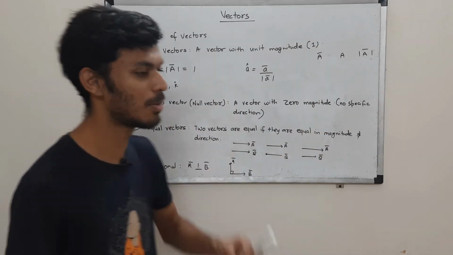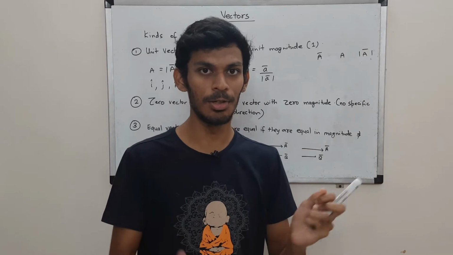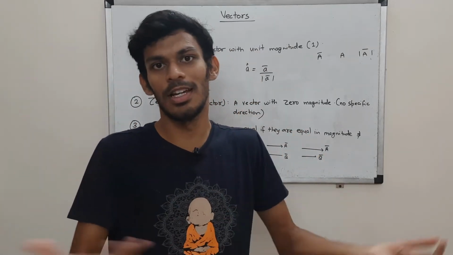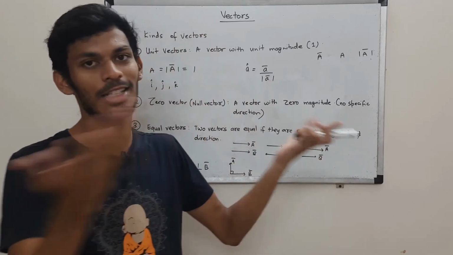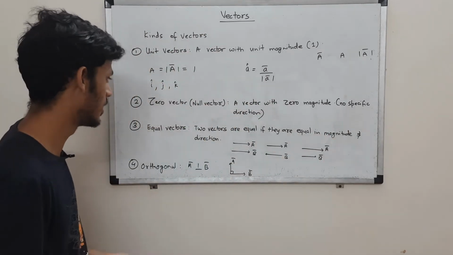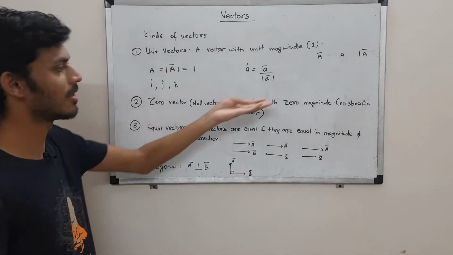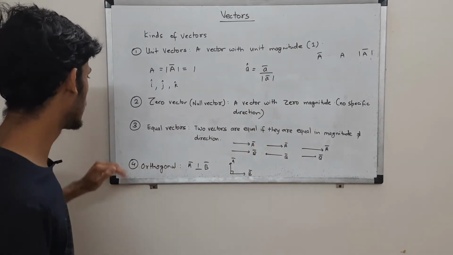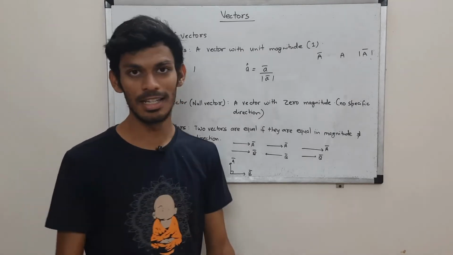Because length is proportional to the magnitude. Here the magnitude itself is 0, so that's why you cannot tell the direction of that arrow. There is no arrow. So a zero vector is a vector with zero magnitude and no specific direction. Let's come to the third one, which is equal vectors.